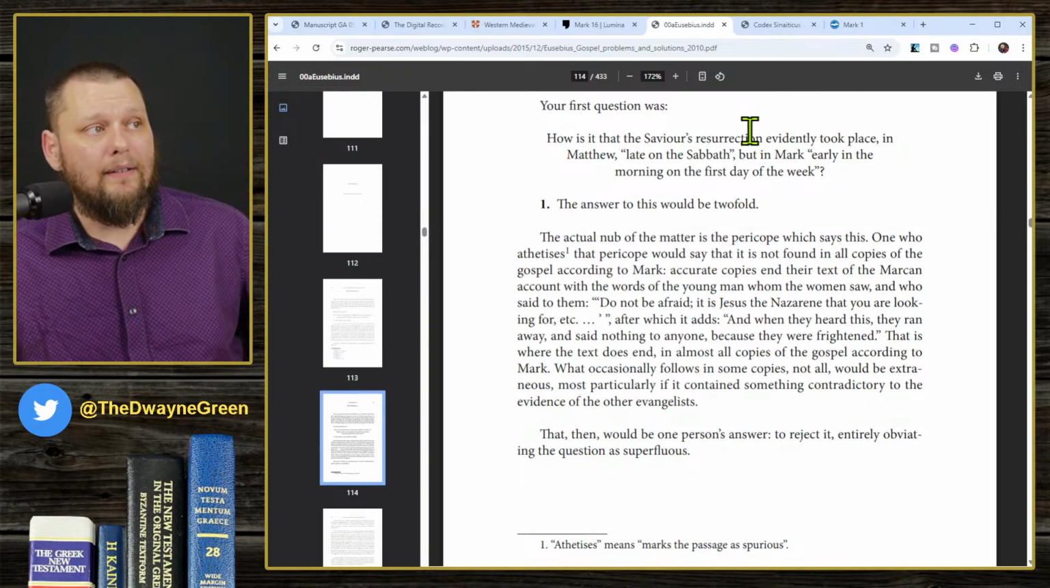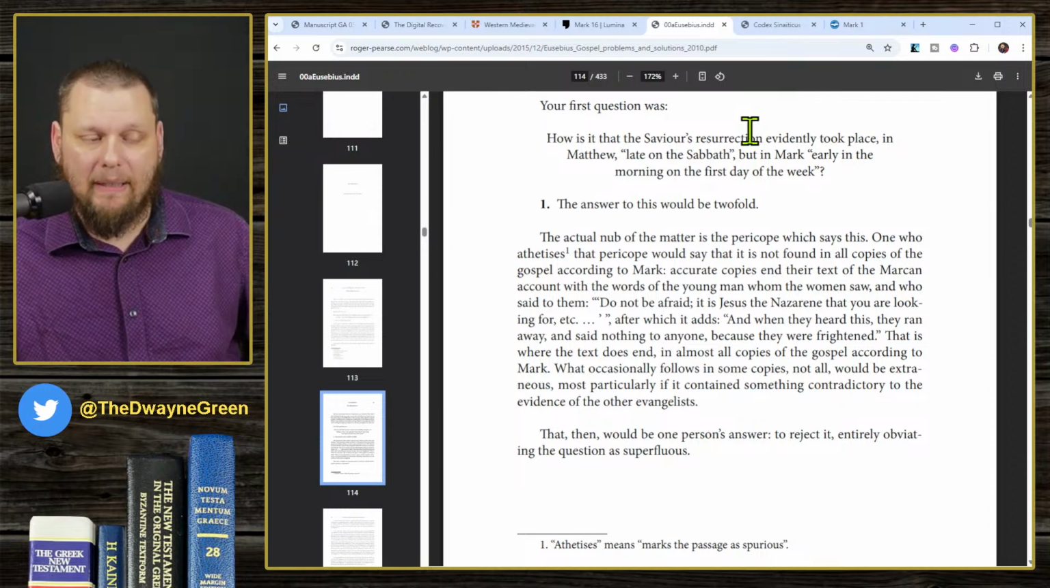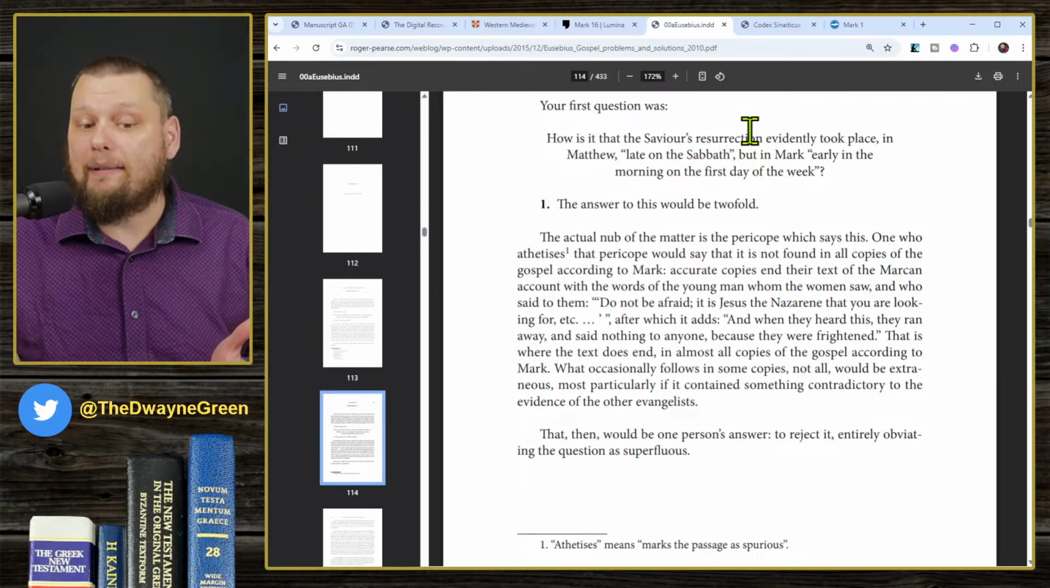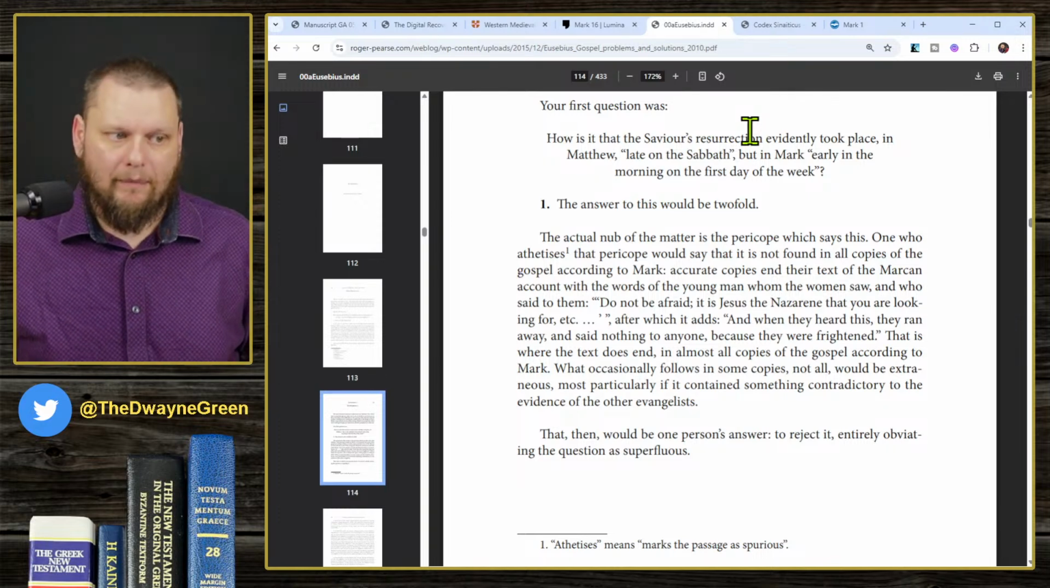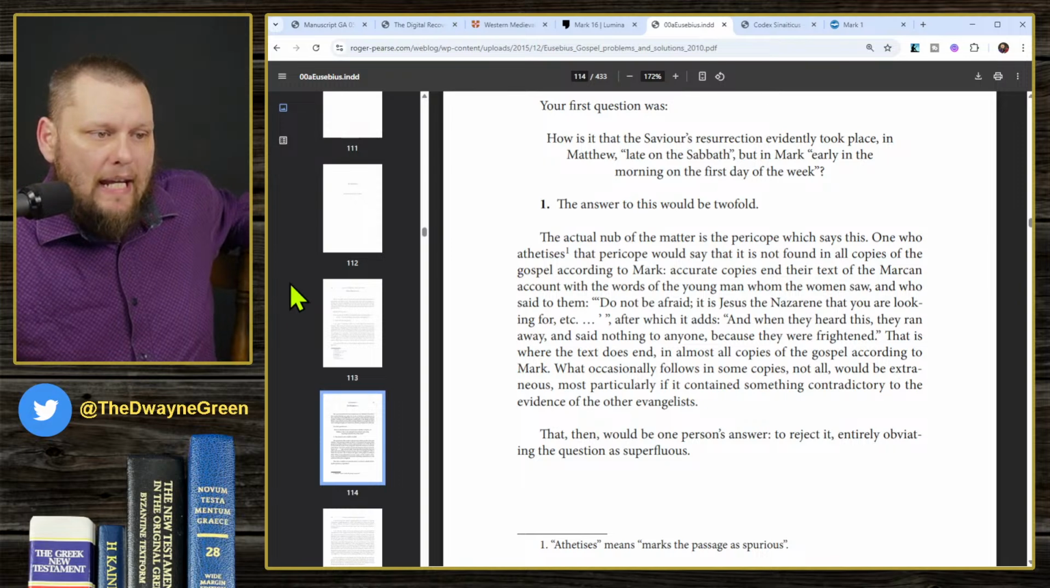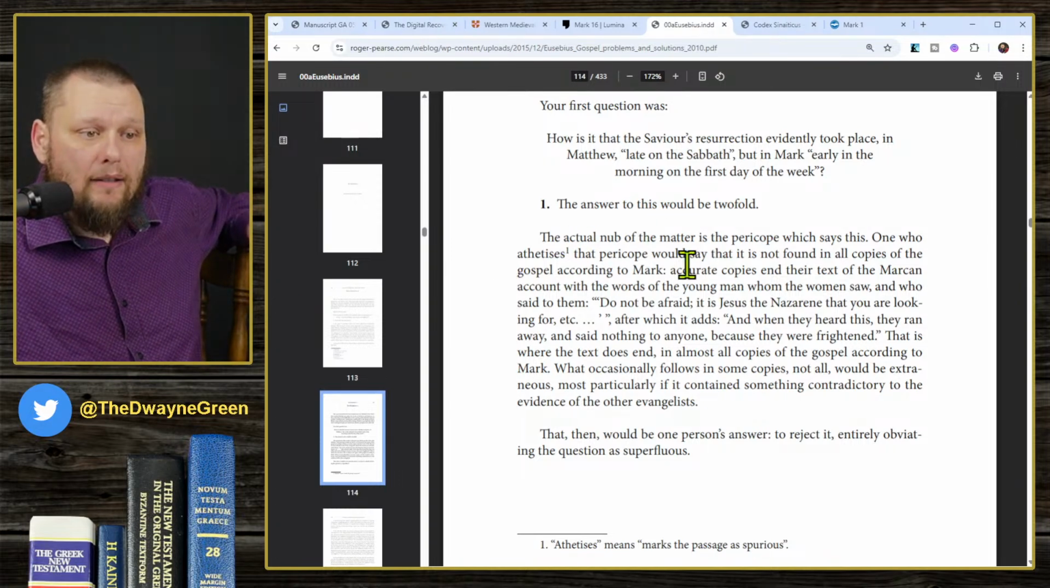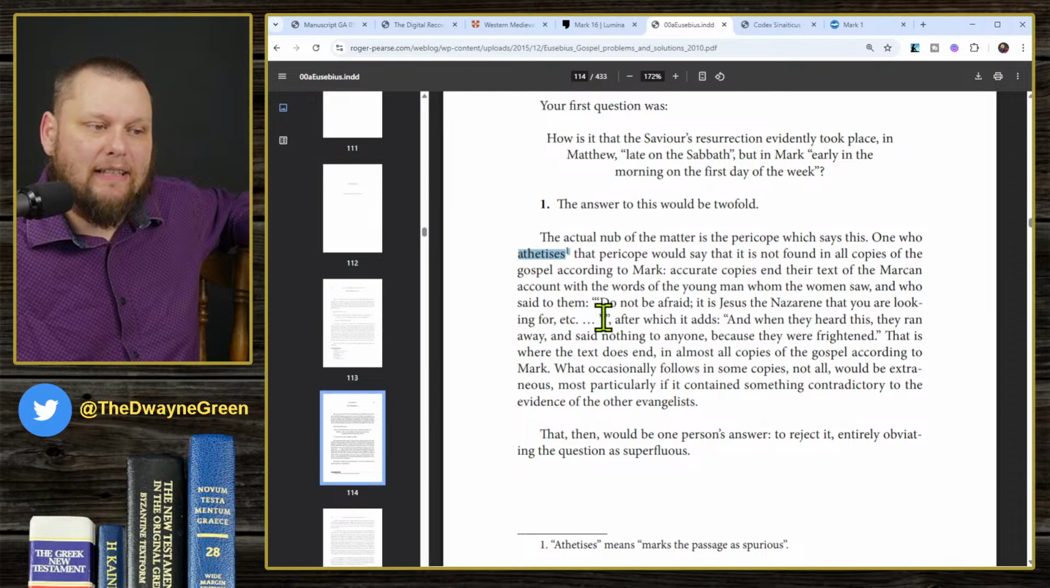These are the ways in which Eusebius sends this back to Marinus with this stuff sorted out. So he writes this. He says, the answer to this would be twofold. The actual nub of the matter is the pericope, which says this: one who athetizes. Okay, I had to look at the footnote too, so no shame if you don't know what athetize means. It means to mark the passage as spurious.